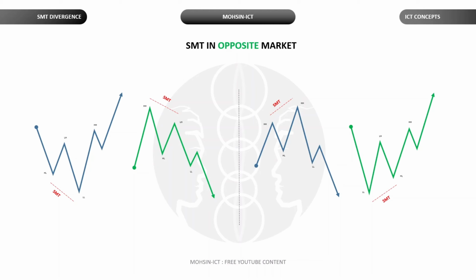But any of the previously explained SMTs, whether it be bullish, bearish, or inverse SMT, works only when it is aligned with your higher time frame key level and your analysis.